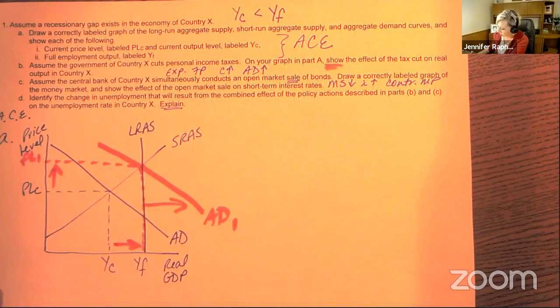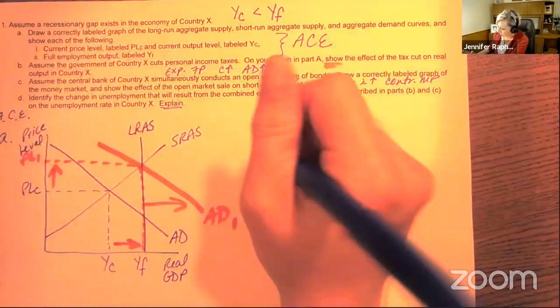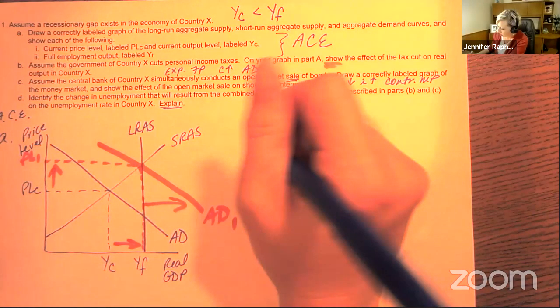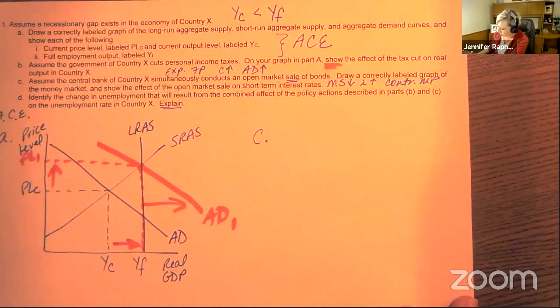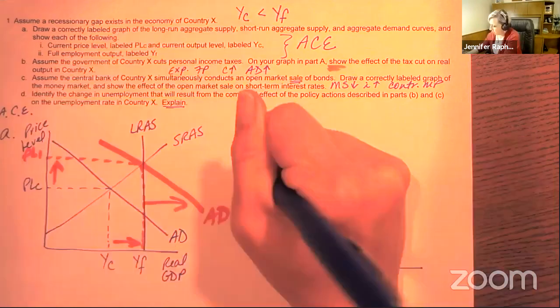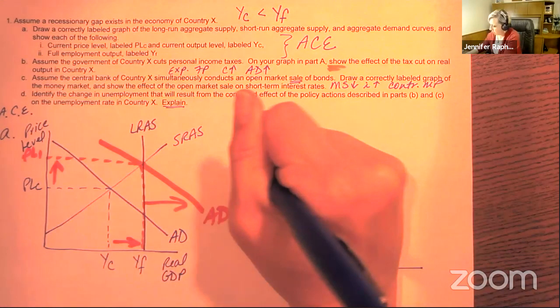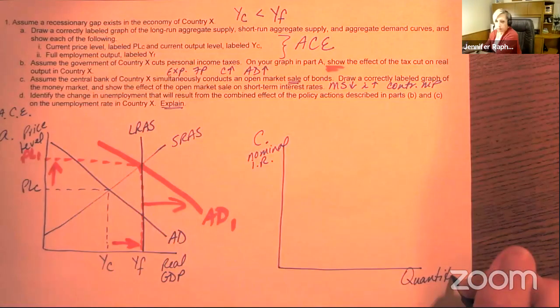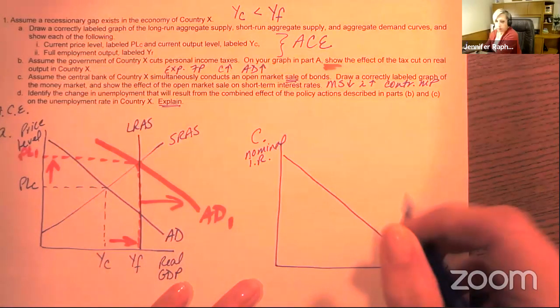The next part is part C, and we have to draw a money market model that illustrates the effect of an open market sale on short-term interest rates. So we're going to give ourselves a money market model here. So in the money market short-term interest rate, we often graph the nominal interest rate on the vertical axis, and we're looking at the quantity of money on the horizontal axis. We have a downward sloping money demand curve. You learned about that in Unit 4. And then we also have a vertical money supply curve.